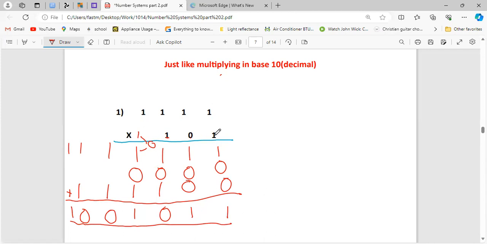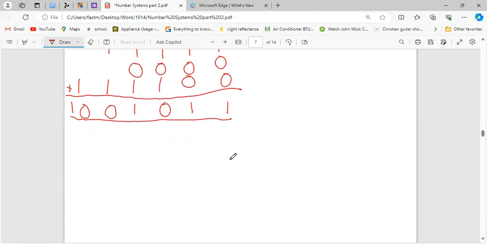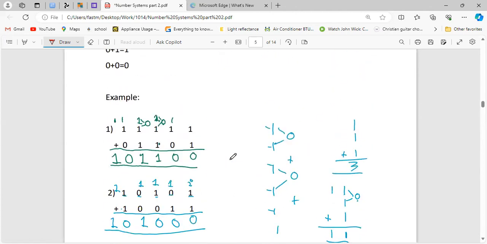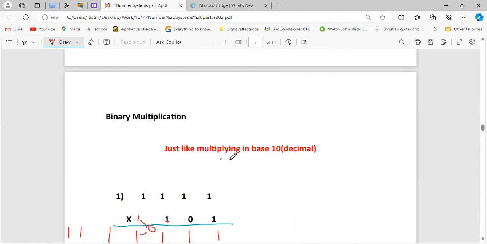So it's multiplication and some addition, and that is it. It's like normal multiplication. The only thing you have to remember is how to add in any binary system. So that is what I wanted you to know for binary: how to add, subtract, and multiply.